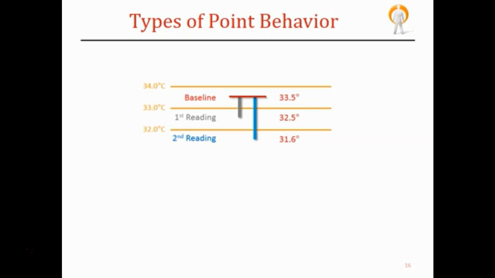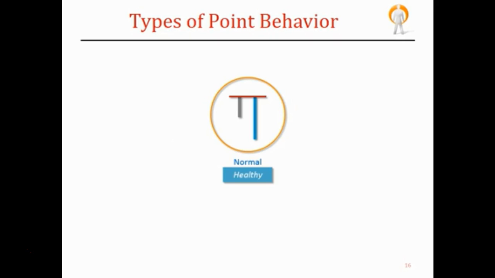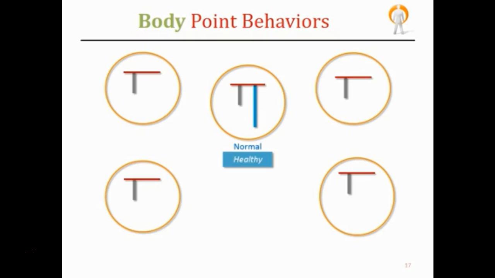When we determine the behavior of a point, we look at the temperature difference between the first and second readings. Now for the body points, normal regulation means that the second temperature is 0.3 to 1 degree cooler than the first temperature reading. Normal regulation is the expected healthy response for that measurement point. There are 4 other point behaviors.